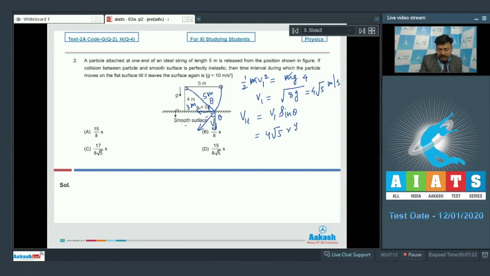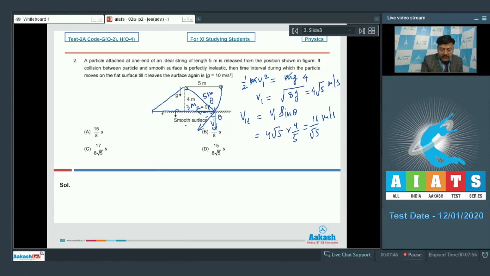So this into 4 by 5, or simply 16 by root 5 meter per second, is the horizontal component. And we can see that the string becomes slack thereafter, and the particle goes like this. And once it travels another 3 meter, the string will become taut, because the string will be fully stretched at that time, and then it will leave contact with the floor.